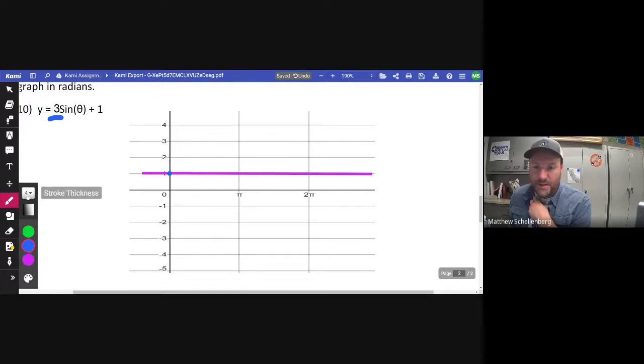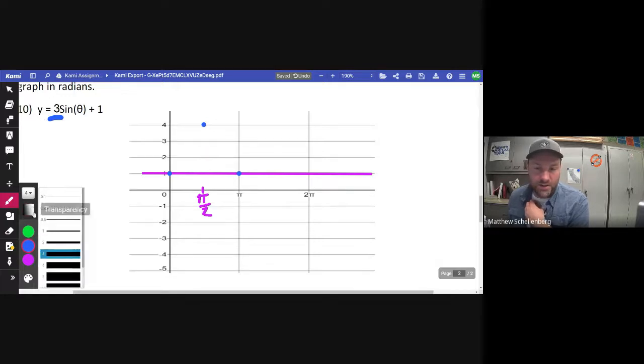And if you input a value of pi over 2, so that would be approximately here, you would get a value. So normally you would get 1, but because it's multiplied by 3, you would get 3, and of course that's added to 1, so we would get a point up here at 4. And then at pi, it would go back to being at 0, plus 1 is 1.